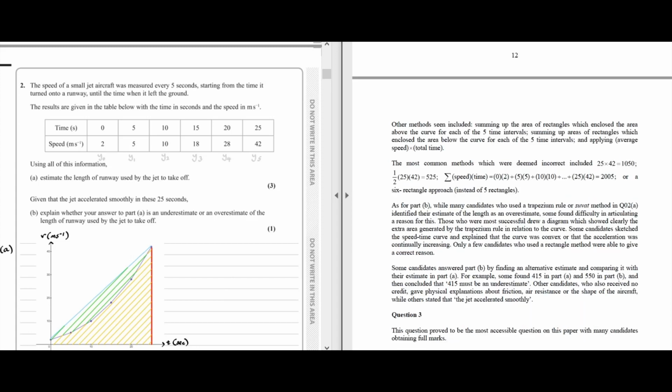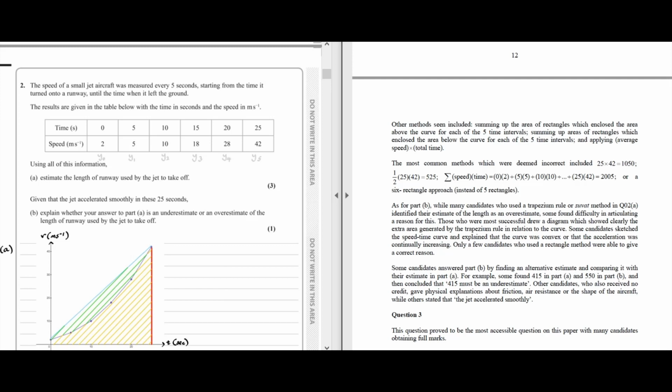People summed up the rectangles which enclosed the area above the curve for each of the 5 time intervals, summed up the areas of rectangles which enclose the area below each of the 5 intervals, and applied the average speed times by total time. The most common methods which were deemed incorrect are shown over there, where they had what looks like working out the sum of the speed times by the times.